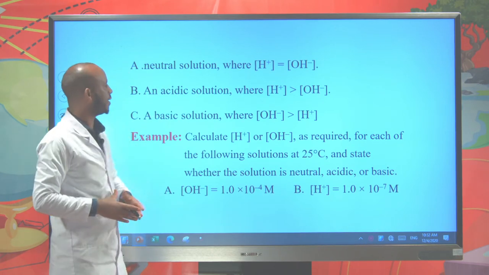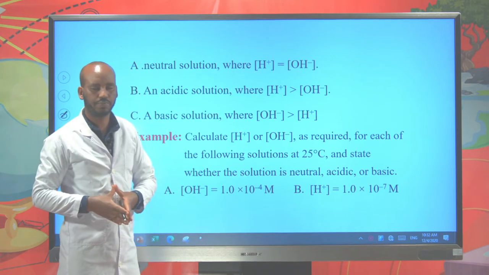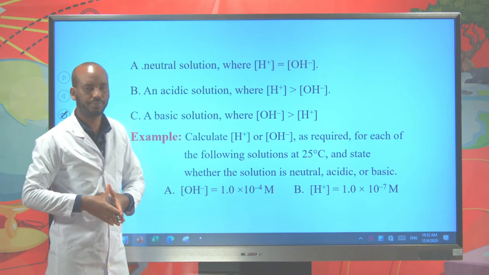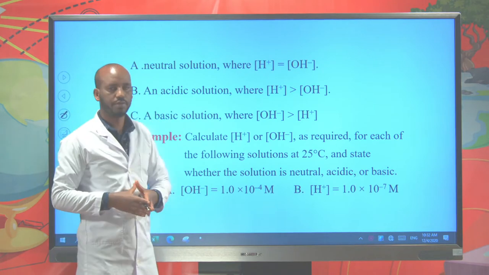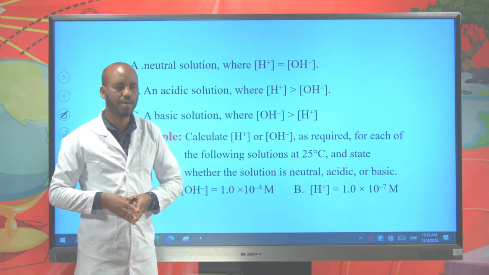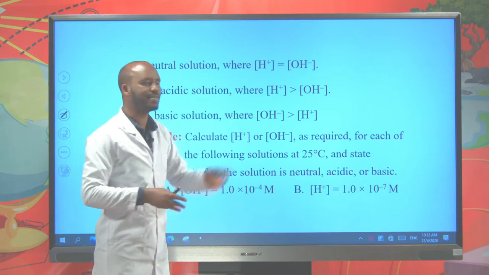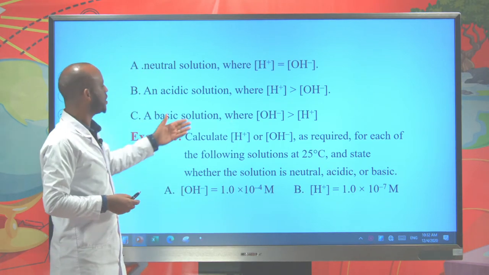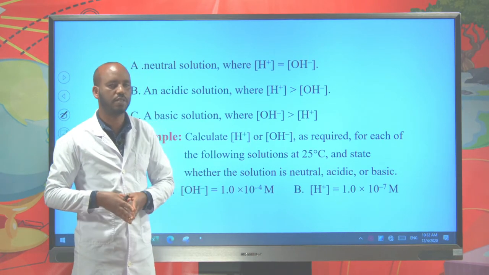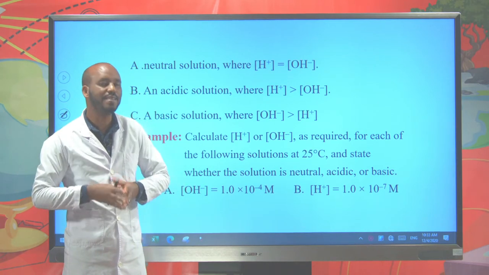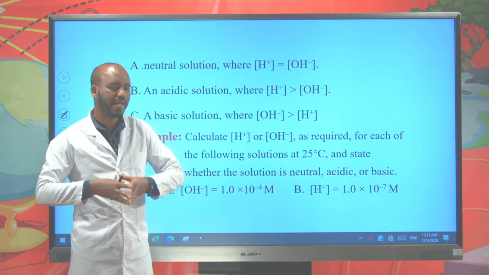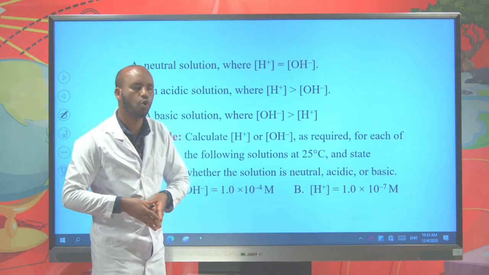Neutral solution: for a neutral solution, the concentration of H plus equals OH minus. An acidic solution is where H plus concentration is greater than OH minus concentration. A solution is said to be acidic if there is excess H plus concentration in the solution. A basic solution is where OH minus is greater than H plus. A solution is said to be basic if there is excess hydroxide ion in the solution. If hydroxide ion concentration is greater than hydrogen ion concentration, then the solution is a basic solution.